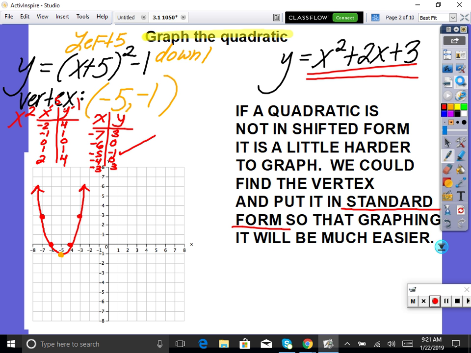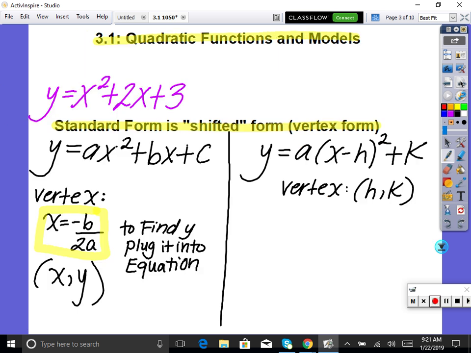All right, so we can find the vertex. Just a reminder, if something is in non-shifted form, such as x squared plus 2x plus 3, and we wanted to find the shifted form, we could find the vertex using this formula. Everybody write down the formula, we've seen it this year. X equals negative b over 2a is the x value of the vertex. That's how we find it.